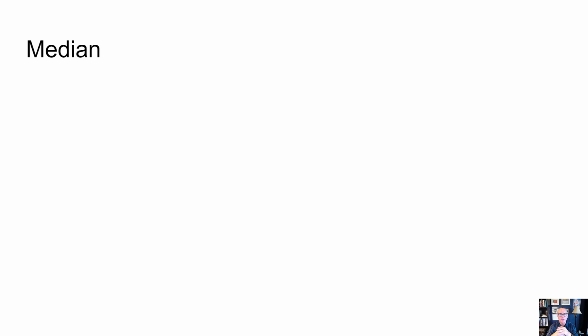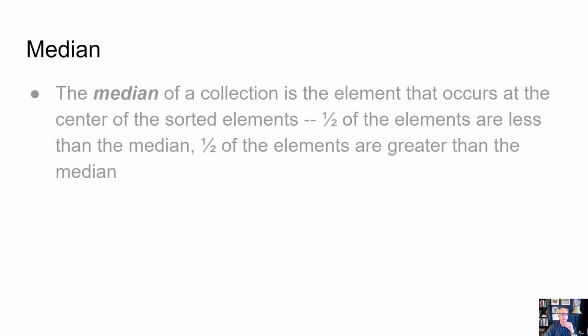Welcome back. Let's look at another statistic of central tendency, that is the median. So the mean was the sum of the elements divided by the number of elements. The median of a collection is the element that occurs at the center of the sorted elements. So half of the elements would be less than the median, half of the elements would be greater than the median.